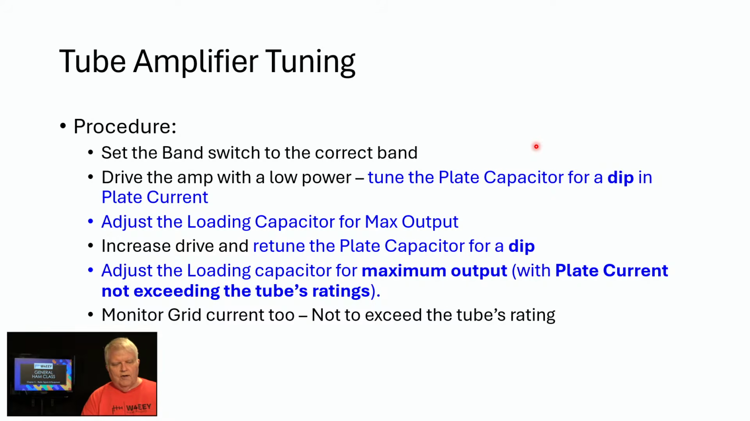The procedure for tuning an amplifier is to drive the amplifier with low power RF, maybe 5 to 10 watts. You tune the plate capacitor for a dip in plate current. Then you adjust the loading capacitor for maximum output. Then you increase the drive from 10 watts maybe up to 30 watts. Retune the plate capacitor for a dip, and then adjust the loading capacitor for maximum output, not to exceed the tube's ratings. Well, that's pretty involved, but it works, and it works very well.